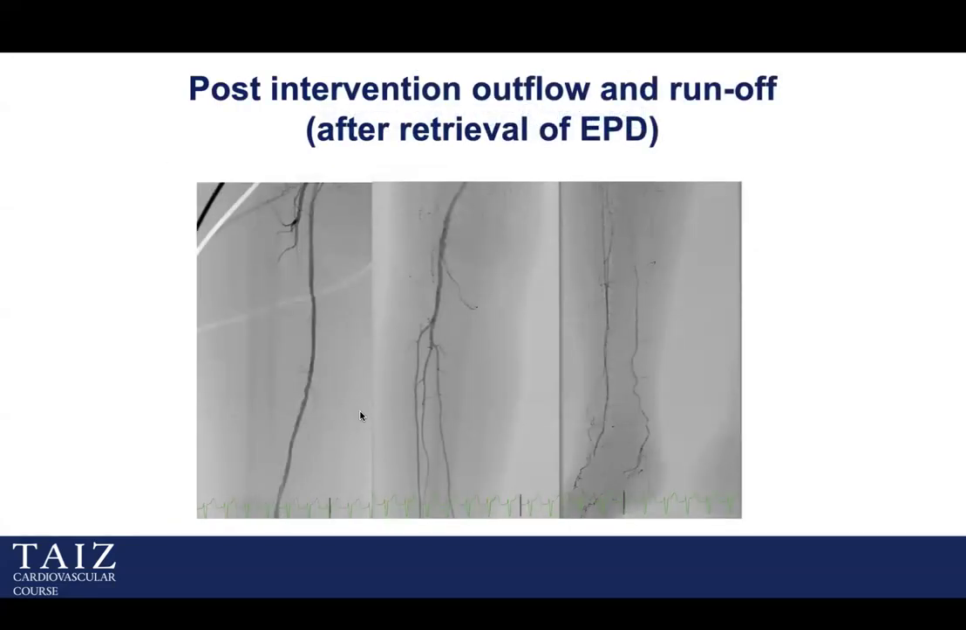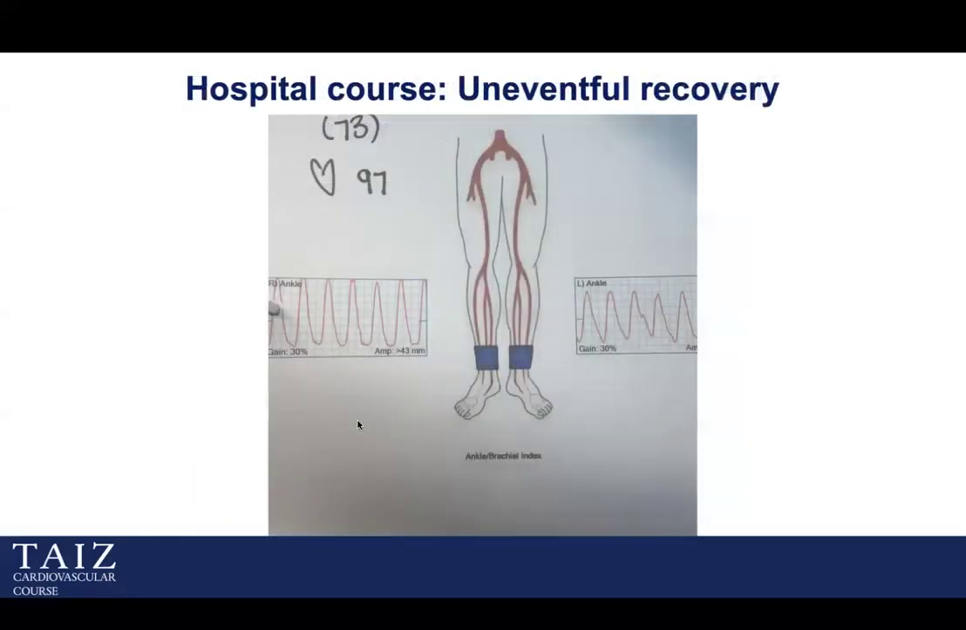And this is the runoff of the right lower limb. You can see at the end there is reconstitution and good blood supply throughout the leg and down to the foot. And the patient did very well. And this is the PVR at the end. It improved back to normal.